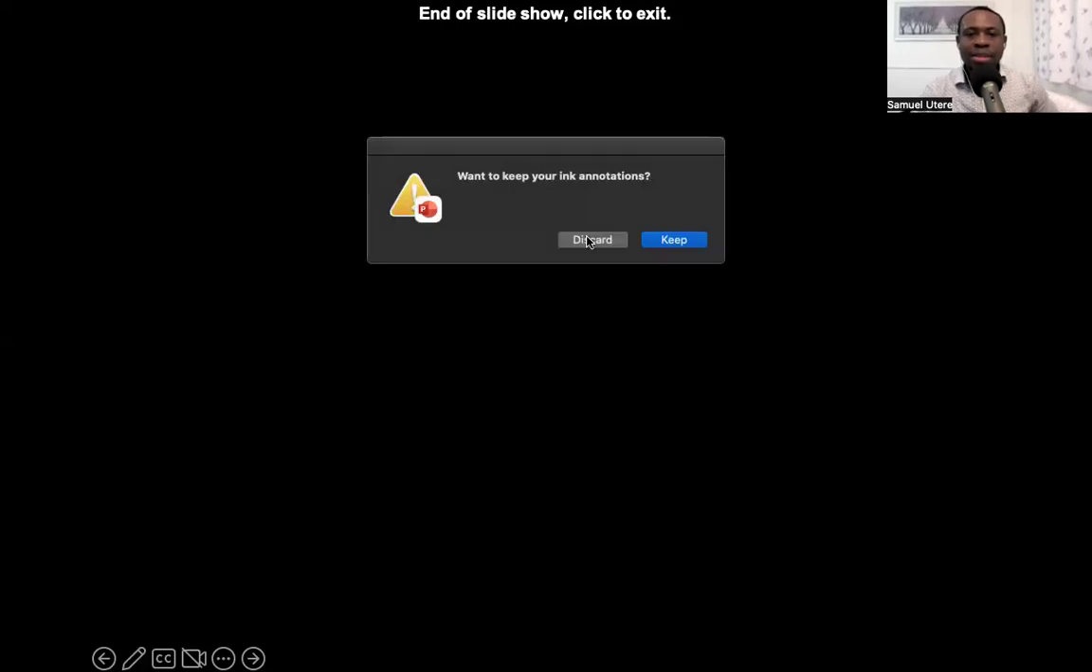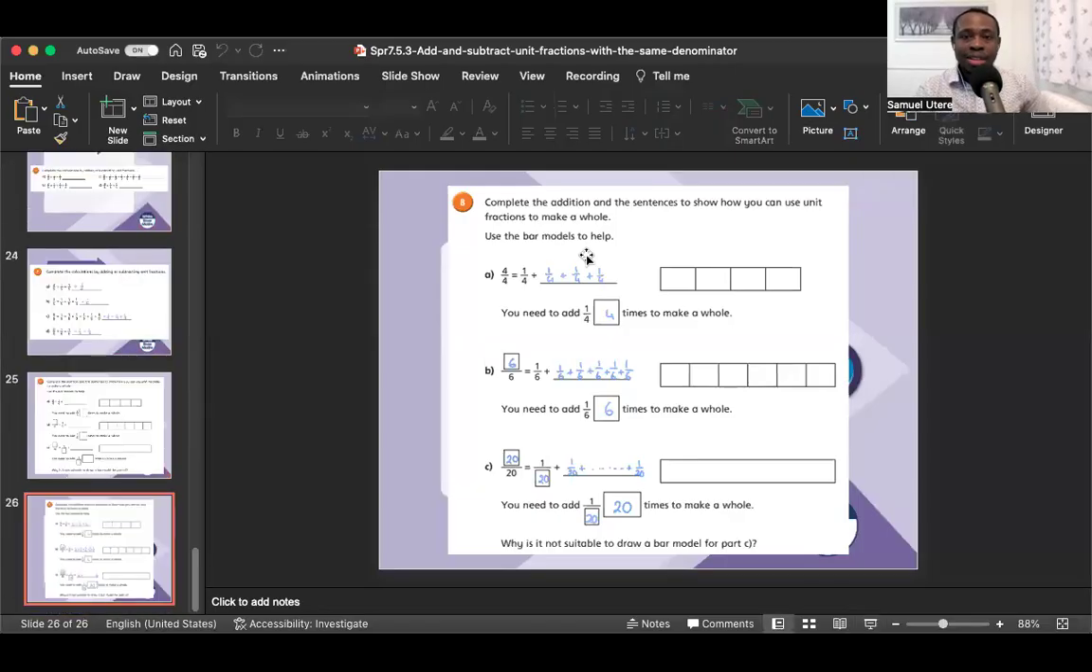And that brings us to the end of our lesson. So you have learned and mastered the concept of unit fractions and how we use it to understand fractions and the building blocks of understanding fractions, fraction addition, and fraction subtraction when they have the same denominator.